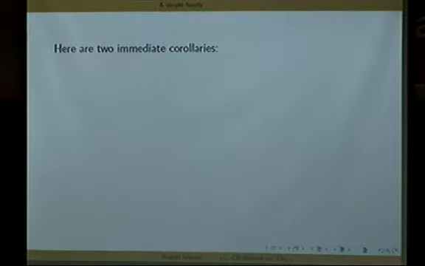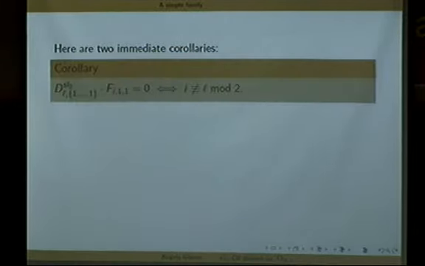Okay, so here are two immediate corollaries of that. First of all, we know, because we have formulas for when these ranks are 0, lots of formulas from Ferran and also things that we've done, it turns out that you can show that the divisor will intersect this curve, will kill this curve, if and only if I is not congruent to L mod 2. I'm going to do an example in a sec.